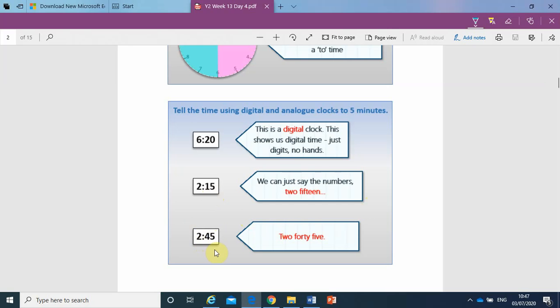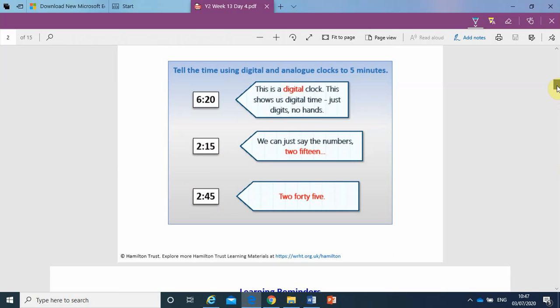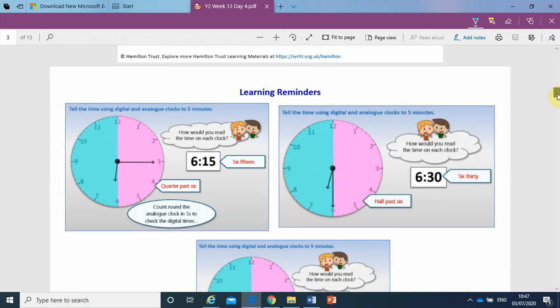It might get confusing, but don't let it confuse you. There's just different ways of saying the same time, and that's all you need to know. Quarter to 3 is the same as 2:45. You say the way that you like it the best. It's no problem.